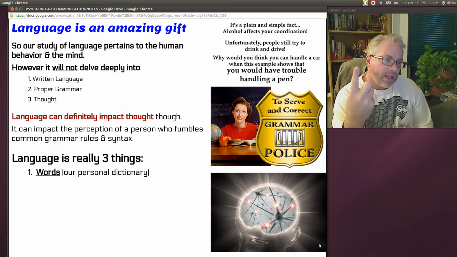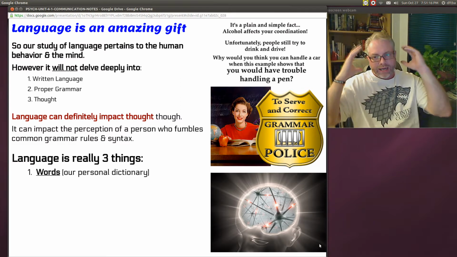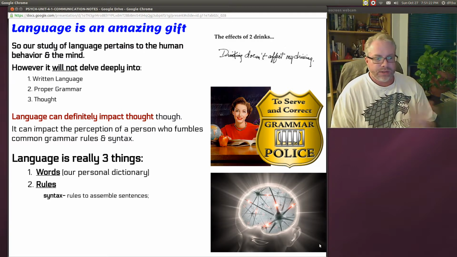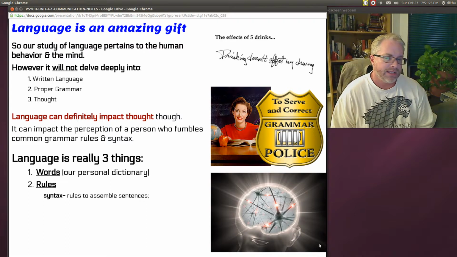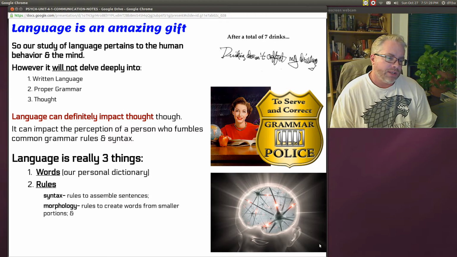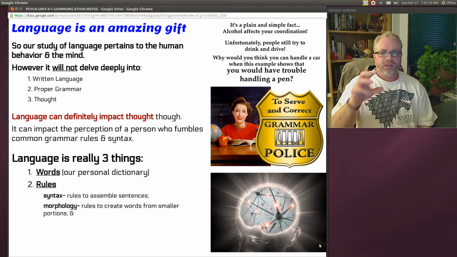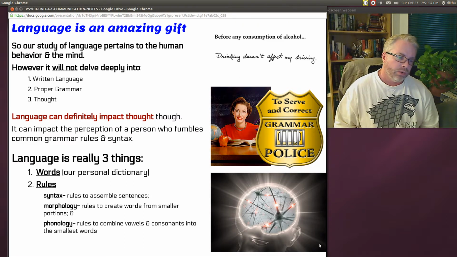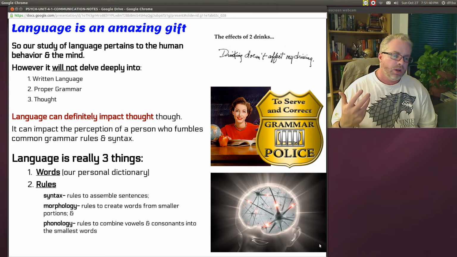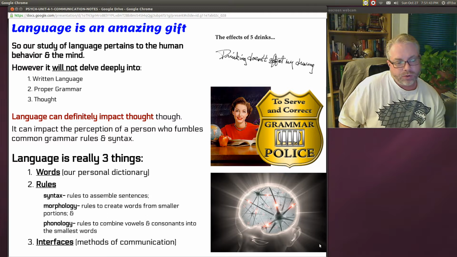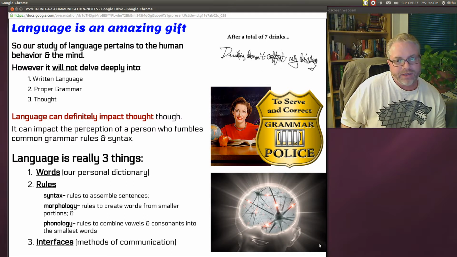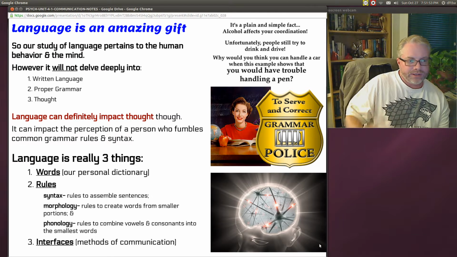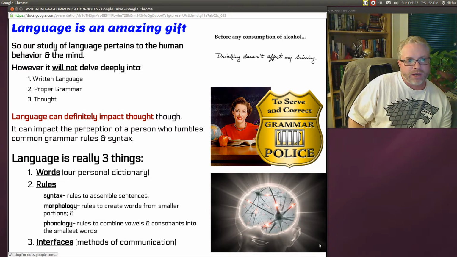Language is really three different things. First thing is words, our own personal dictionary that makes up this lexicon or understanding of the world around us. Second, it's rules in language. You've got syntax, which explains how sentences should be assembled. You've got morphology, the rules to put together words, creating words from smaller portions. And you've got phonology, the rules to combine vowels and consonants into smaller words. We'll look at both of those for sure. But interfaces are also important, the methods that we use to communicate. So language is those three things. We're not going to really delve into written language, proper grammar, or thought quite as much.